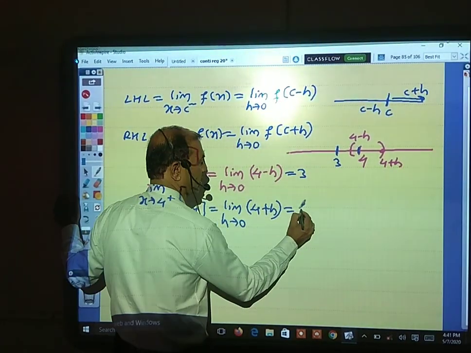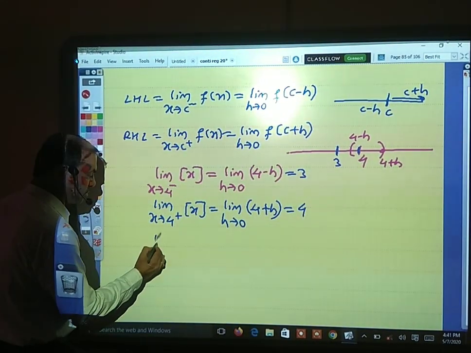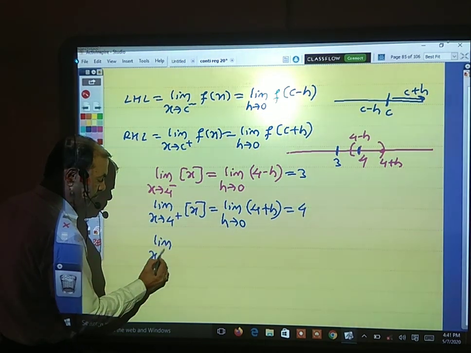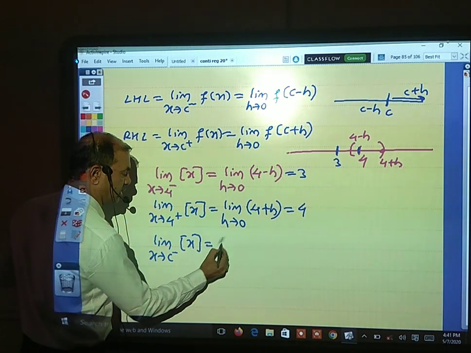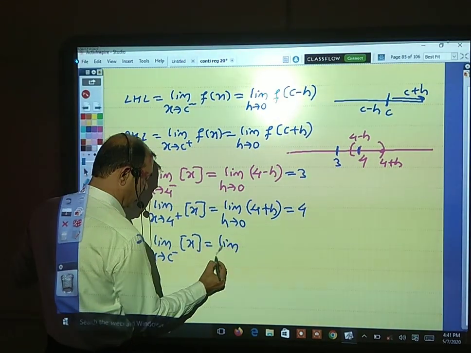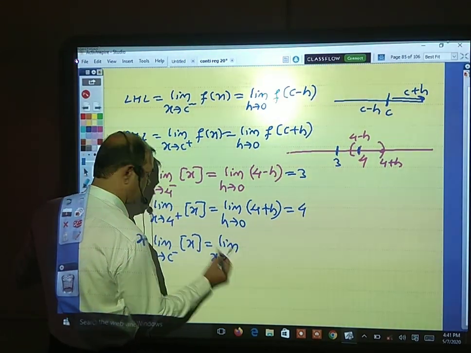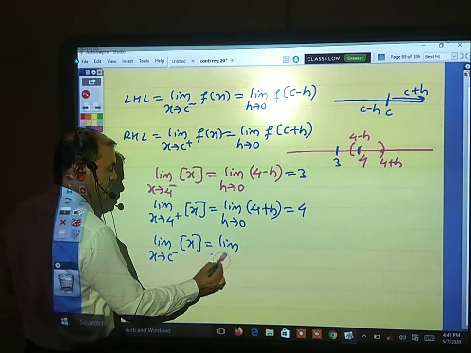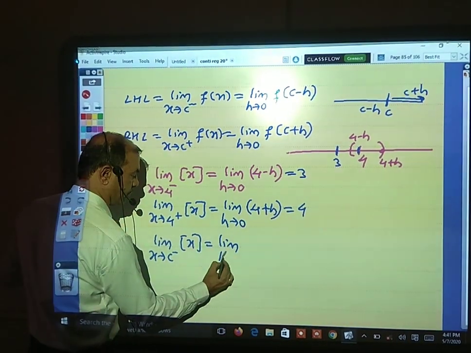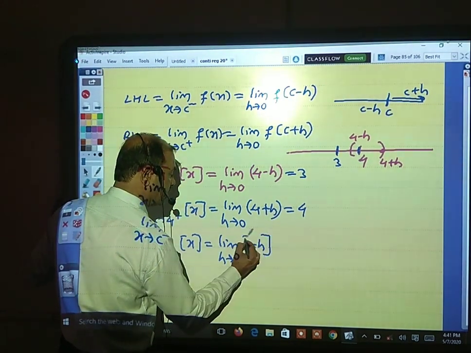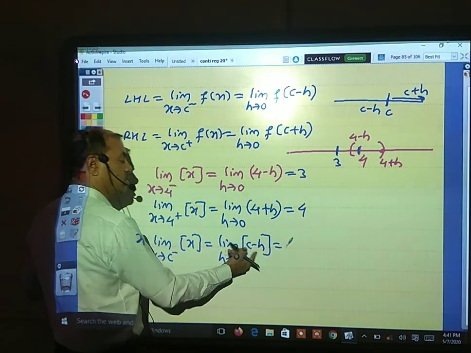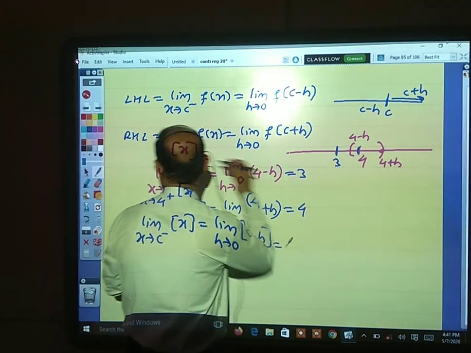So what should we take? 4. If we generalize this, limit x tends to c minus of greatest integer x, limit h tends to 0 of c minus h. Greatest integer which is to the left side of c minus h.